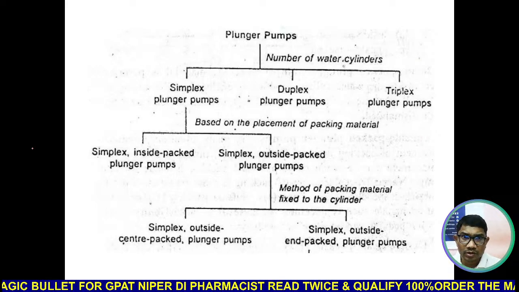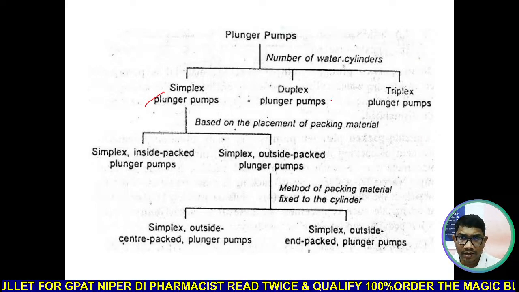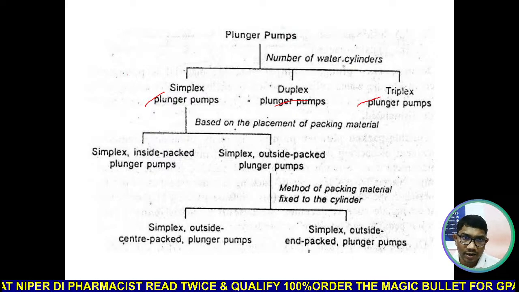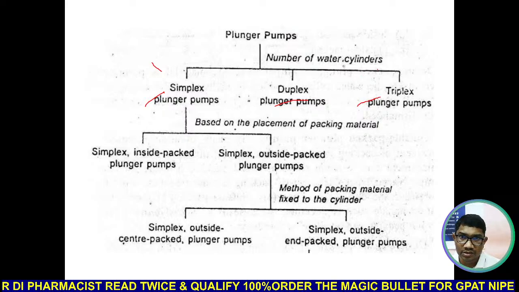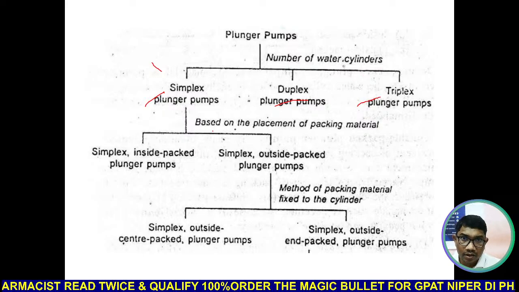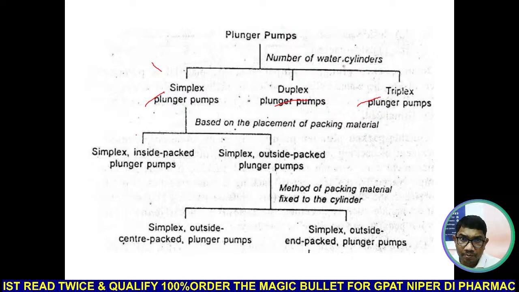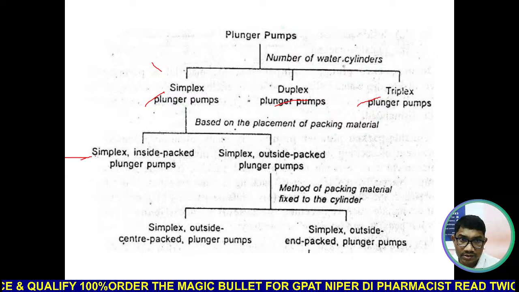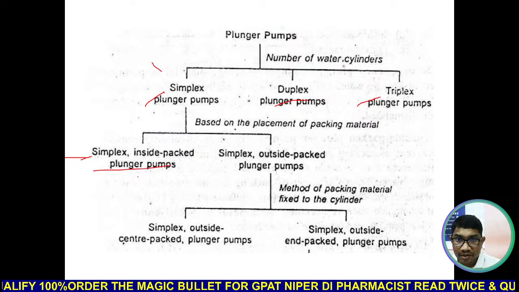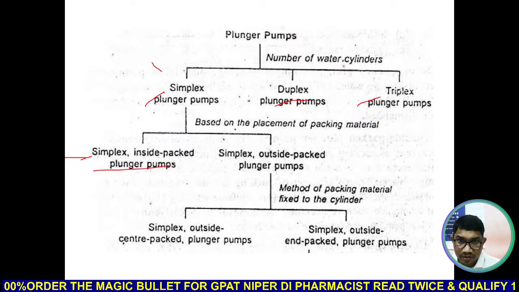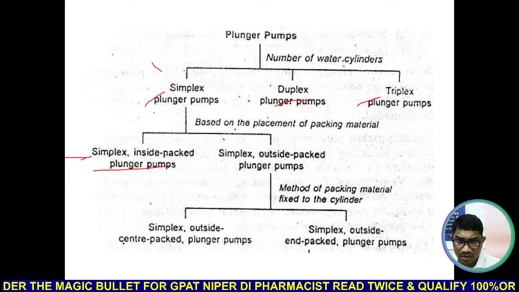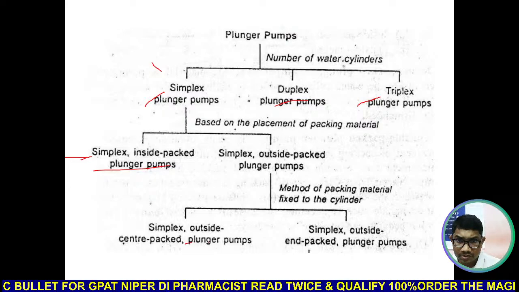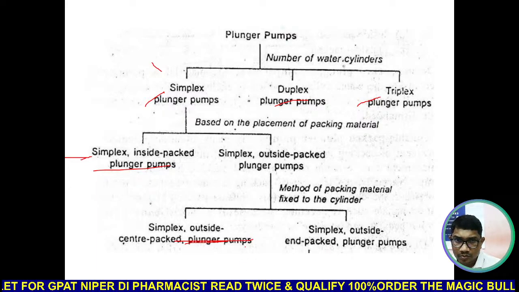Plunger pumps also have types: simplex, duplex, triplex, depending on the number of water cylinders. If there is one, it is simplex, two is duplex, three is triplex. Based upon the placement of packing material, there are simplex inside packed plunger pump and simplex outside packed plunger pump, the method of packing material fixed to the cylinder. This is the classification.